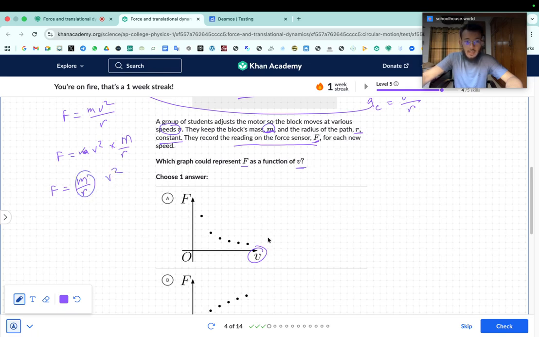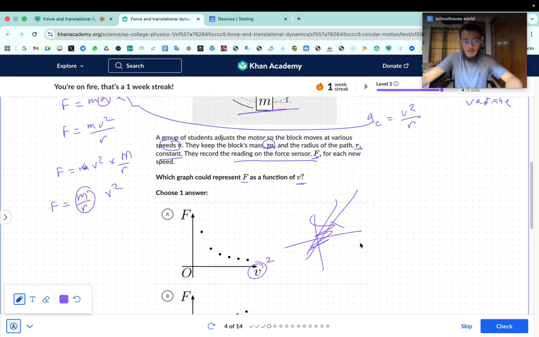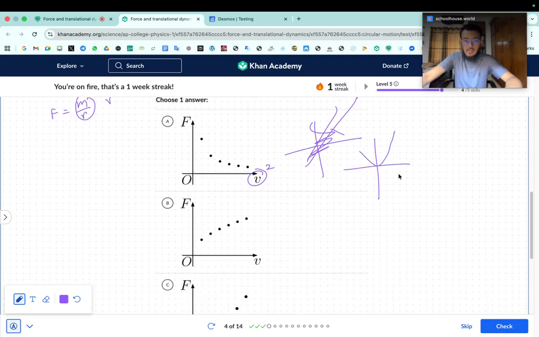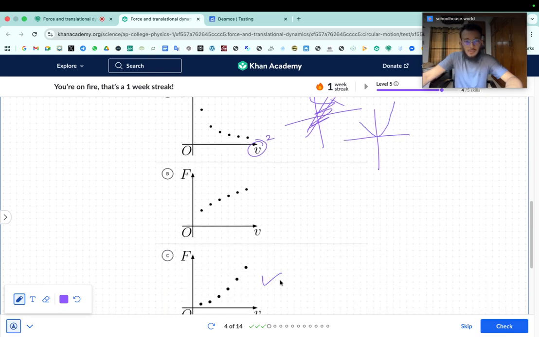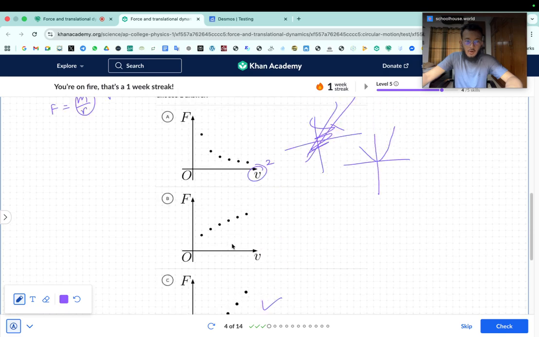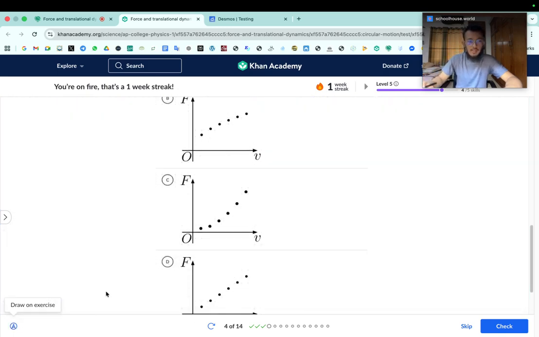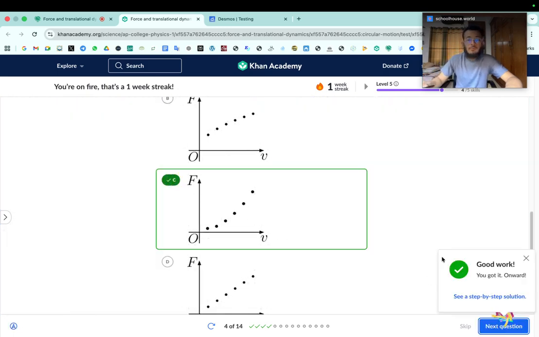v squared. If we were plotting v squared, then you could expect a straight line through the origin. But because you're plotting v instead of v squared, the graph will have the shape of a quadratic. So C matches our expectation, and so we select C. There we go.